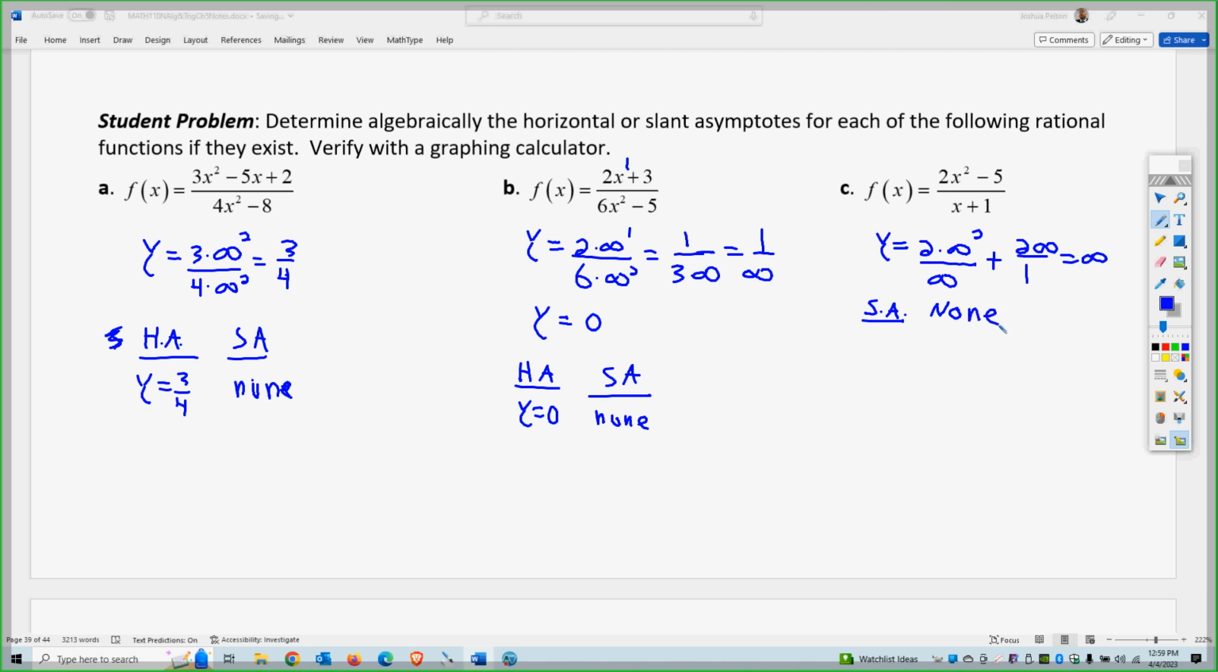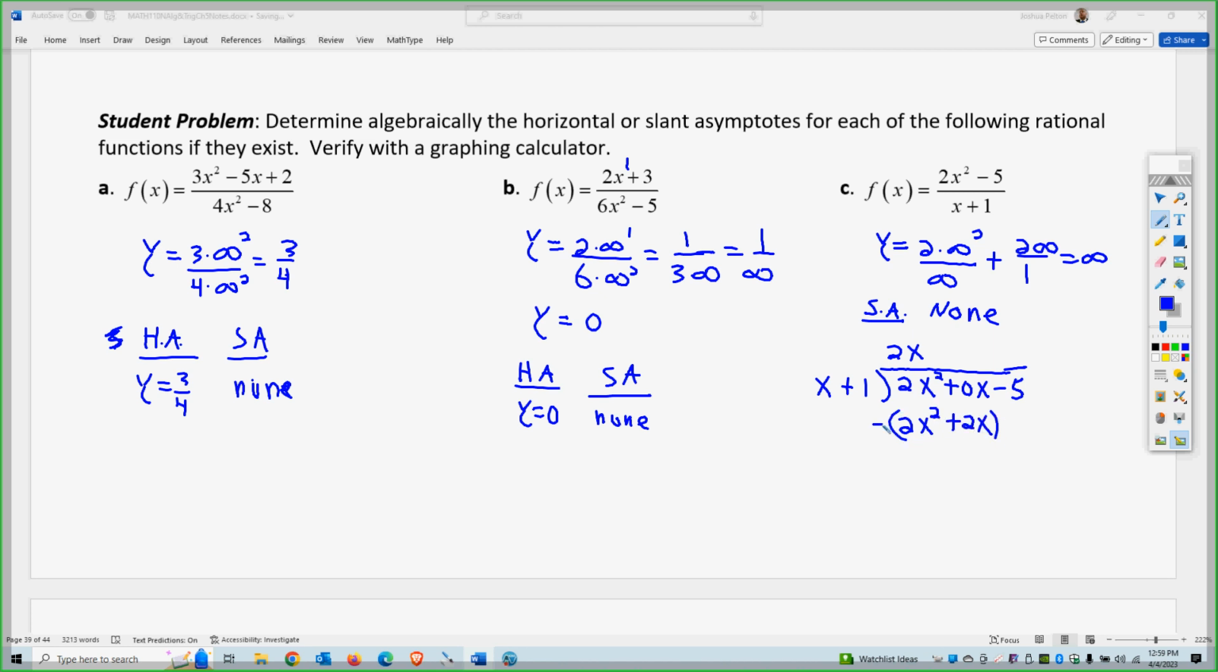Okay, so if I do long division, x plus 1 into 2x squared plus 0x minus 5. Again, I'm going to do long division, not synthetic, just to dictate something here. So I'm going to times it by 2x. So that gives me 2x squared, and times 1 is plus 2x.